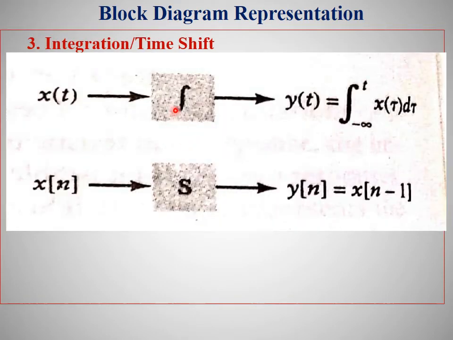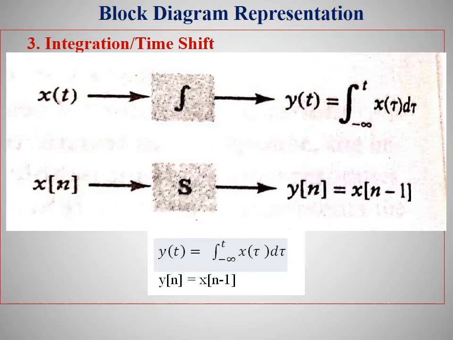The integration element is represented by a block like this, and the shifting element, as has been introduced for time shift problems, has been introduced as an S block. So y of n is going to be equal to x of n minus 1, and integration is going to be equal to y of t is equal to the integral from minus infinity to plus infinity of x of tau d tau. For the block diagram representation, only the discrete time cases are going to be considered. Hence, integration will not be considered as it comes under the continuous time case. We have the two expressions given by y of t is equal to the integral from minus infinity to t of x of tau d tau, and y of n is equal to x of n minus 1.